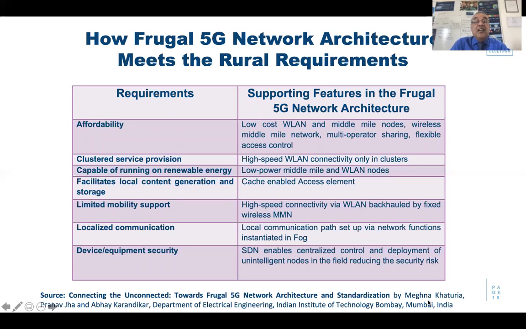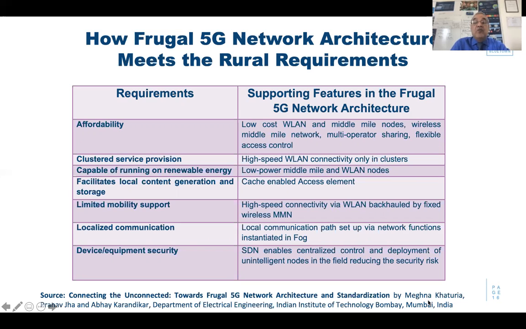Facilitates local content generation and storage. So a cache-enabled access element, and that is edge computing. The content can also be brought onto the tower through edge computing, so that local content can be refreshed there, it can be loaded there, it can come preloaded also, and caching can also happen. Then limited mobility support, of course, which can be done through the wireline backhaul by a fixed wireless network.